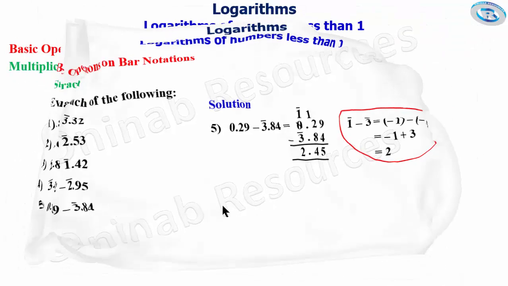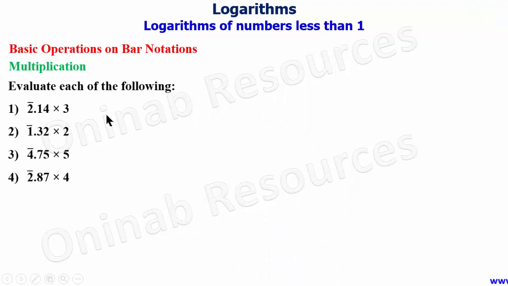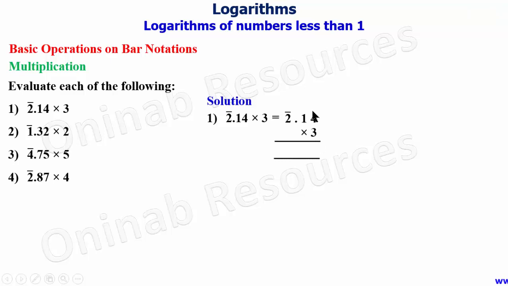We go to multiplication. So for multiplication, we have these problems to be evaluated, 1 to 4. So we start the solution from 1, bar 2.14 times 3. This is going to be done in the tabular form also. So we have bar 2.14 multiplied by 3. So 3 times 4 gives 12. You write 2 carry 1. 3 times 1 gives 3 plus 1. You are carrying 4. We place our point.